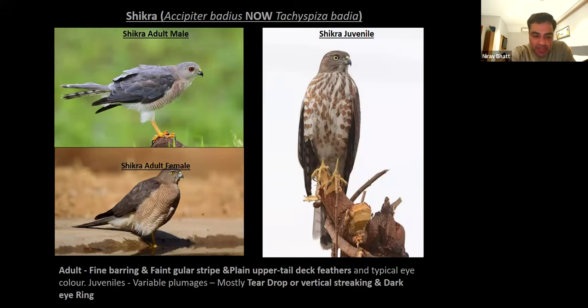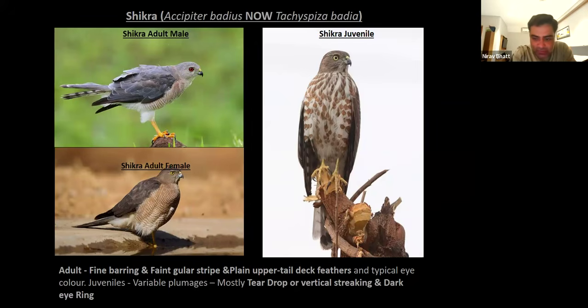We'll focus first only on these 4 species, and we'll see what to look for in identification per species. For adult male, adult female, and juvenile Shikra, the photographs are given. The important things to see are fine barrings, faint gular stripe, and plain upper deck feather. In the adult male Shikra, only the top layer of the tail, called the deck feather, is plain. But sometimes even in adult birds, the other tail feathers under the deck feather are often marked. They have bands on them.